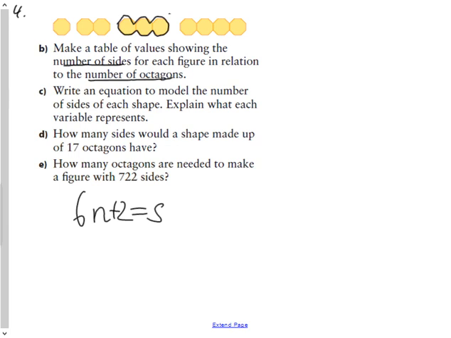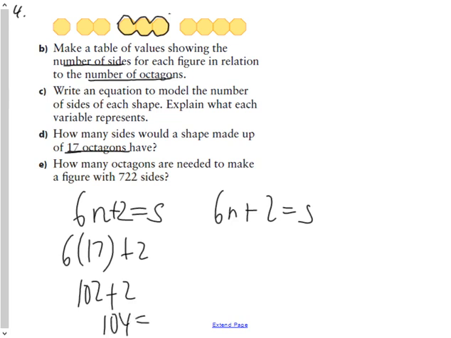So once we have that, what we can do then for questions D and E, I'm going to write 6n plus 2 equals s. We can take our equation, and it says how many sides would a shape made up of 17 octagons have? So since n represents the number of octagons and s represents the number of sides, 17 octagons would be my n value. So I'm going to substitute 17 for my n, because that's the number of octagons. And I'm going to simplify using BEDMAS.